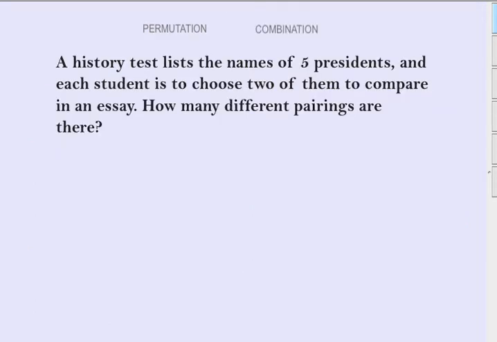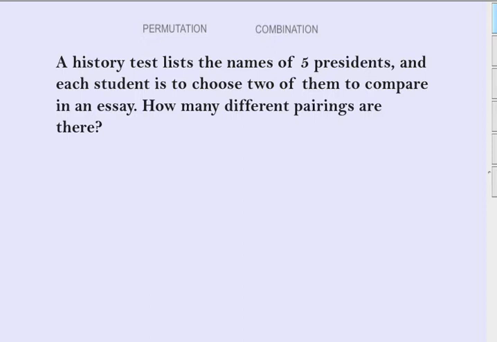Now let's take a look at this one. A history test lists the name of 5 presidents, and each student is chosen to compare 2 of them in an essay. How many different pairings are there? Well, think about it this way. If you compare Abraham Lincoln to Thomas Jefferson, is that the same as comparing Thomas Jefferson to Abraham Lincoln?